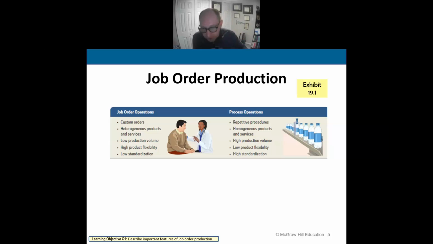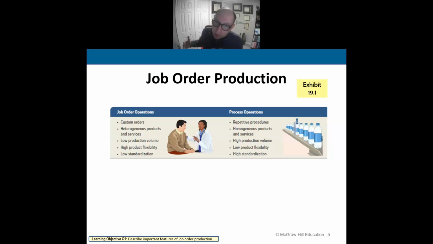And there's low standardization in car manufacturing. Yeah, most of the time the process is the same, but the standards might not be the same for each car. That's what job order costing is. It's focused on the customer order. That's job order costing.